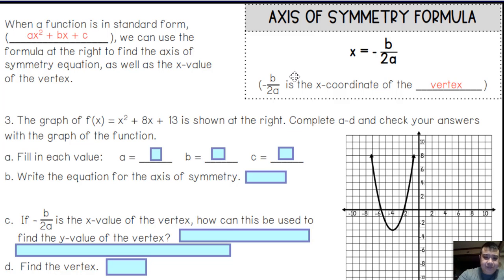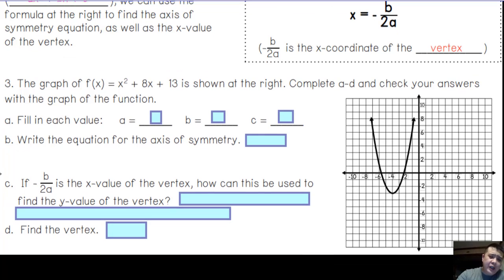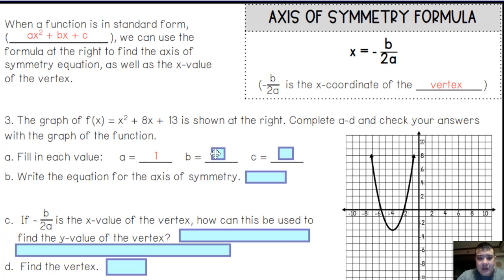Here, the graph of x squared plus 8x plus 13 is shown to the right. It asks us to complete A through D and check our answers. So here, this function has an a value of 1, a b value of 8, and a c value of 13. It says to write our equation for the axis of symmetry. So our axis of symmetry, as we can see, is going to look like that, and that is going to be x equals -4. All right, there we go.